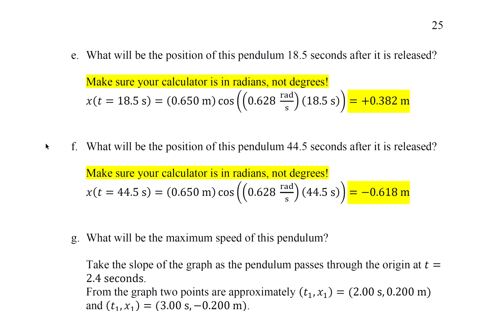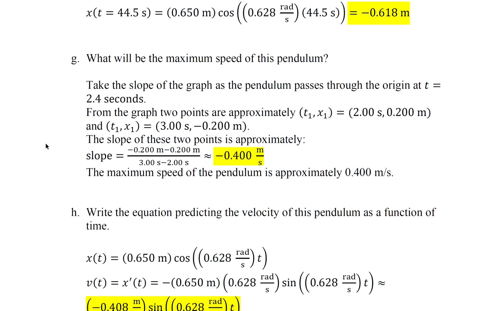Okay, so G is asking for the maximum speed. For the maximum speed, we need to find where the slope is maximum. So we need 2 points once we draw that tangent line, and then we'll take the slope using those 2 points.